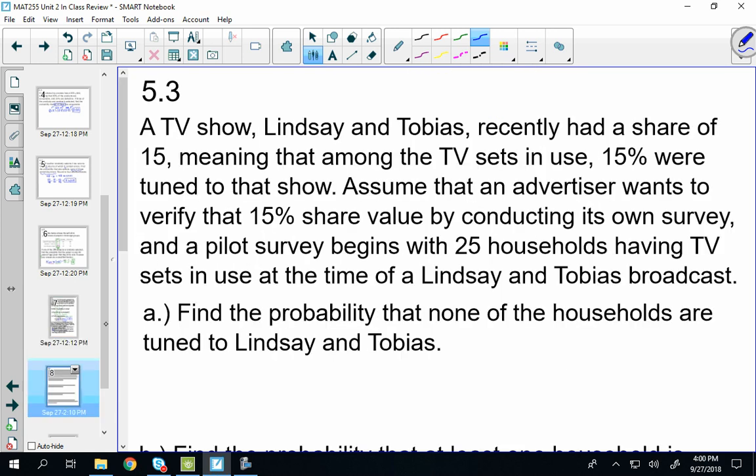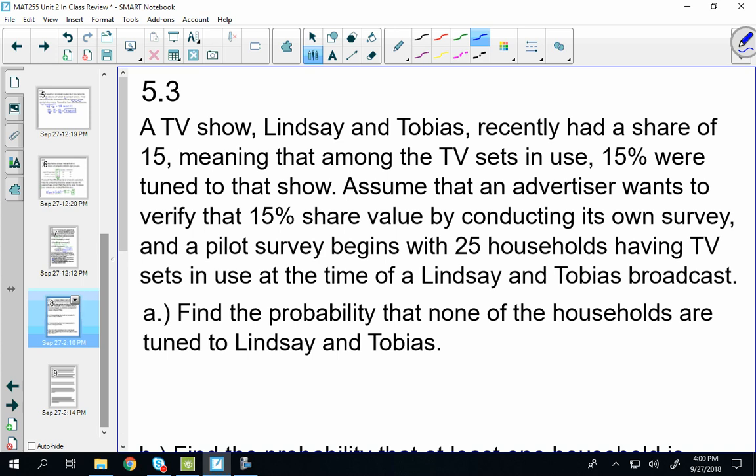If we look at section 5.3, I tried to pick a couple problems that looked tough because most of you had not gotten to this homework yet. So if we look at this one, it says a TV show, Lindsay and Tobias, recently had a share of 15, meaning that among the TV sets in use, 15% were tuned to that show. Assume that an advertiser wants to verify that 15% share value by conducting its own survey, and a pilot survey begins with 25 households having TV sets in use at the time of a Lindsay and Tobias broadcast.